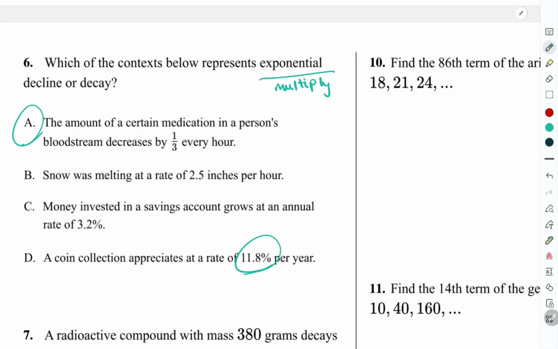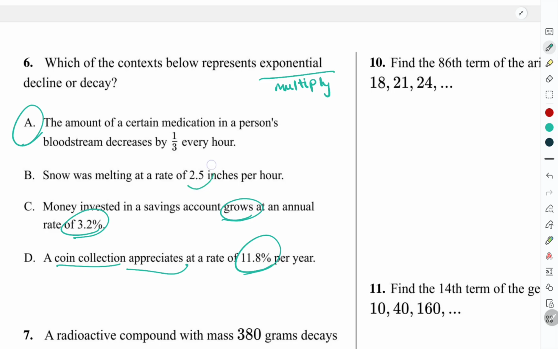Percent means it's multiplying. That's a giveaway that it's exponential. However, the word appreciates means it's going up. Okay, when you have a fancy coin collection, or you have an action figure, or you have a house, they gain value, and that is used by the word appreciates. Money invested in a savings account grows at 3.2%, so that tells me that's exponential as well, but that is a growth, not a decay.